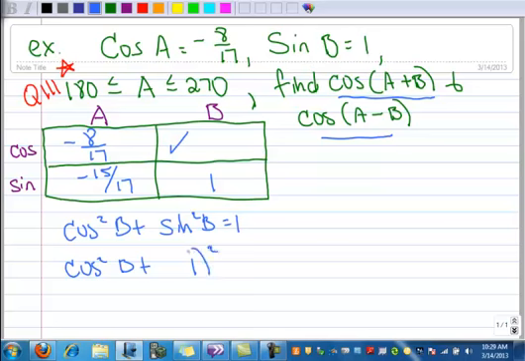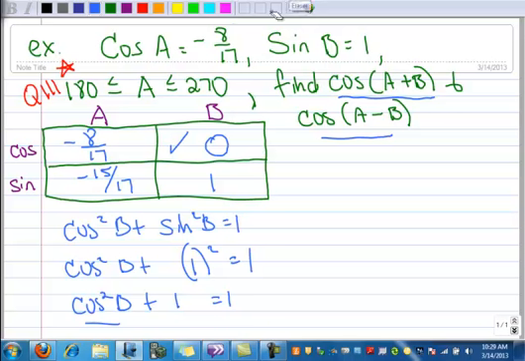Well, that's 1 equals 1. So the cosine squared of B plus 1 equals 1. So right now you can see the cosine squared of B has to be 0. The square root of 0 is 0. And you probably already knew this: if the sine is 1, then the cosine's got to be 0. So let's go ahead and put 0 in there.